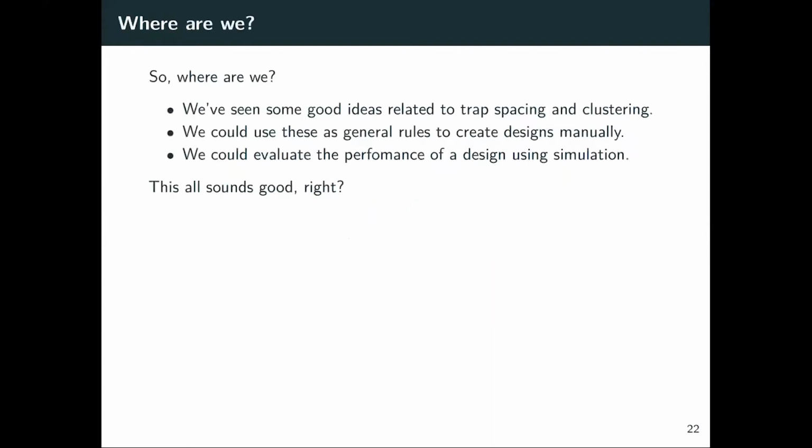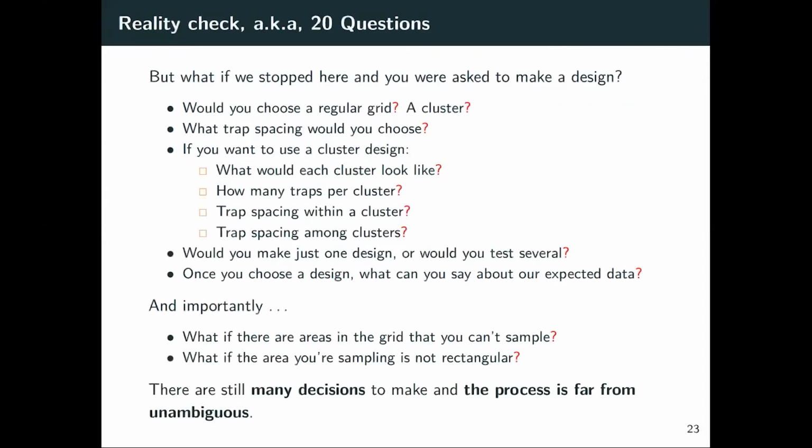So where are we? We've seen some good designs and some good ideas related to trap spacing and clustering. We could use these as general rules to create designs manually, and we could evaluate the performance of a design using simulation. That all sounds good. But in reality, as I've been hinting at along the way, there are a lot of questions still. So I've titled this slide, Reality Check, a.k.a. 20 questions. You can see all the red question marks there.